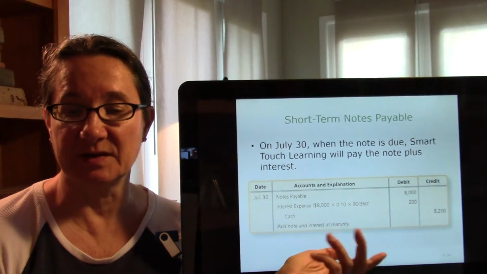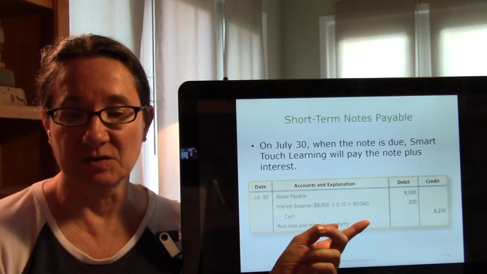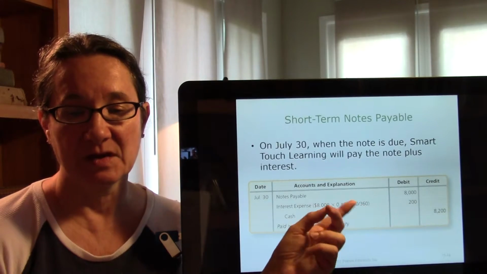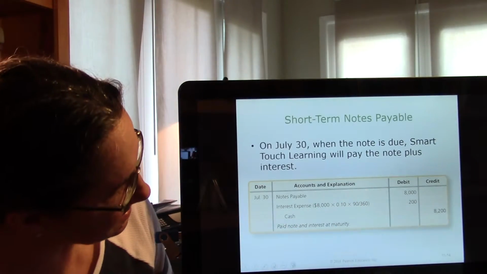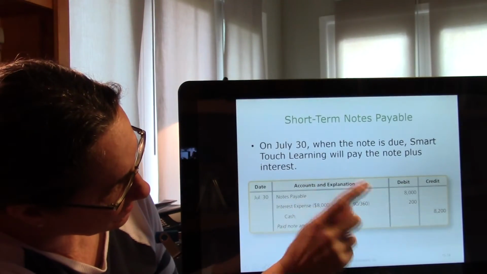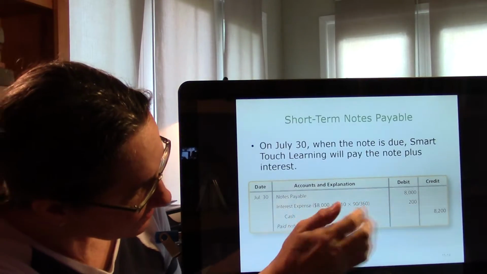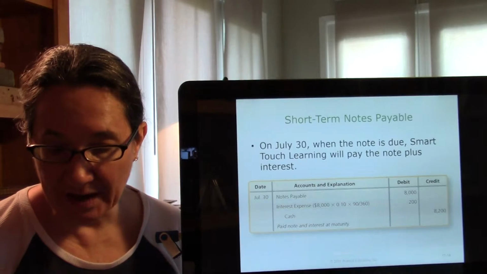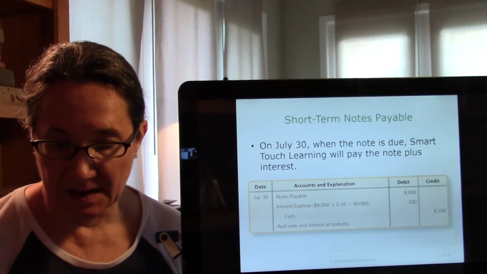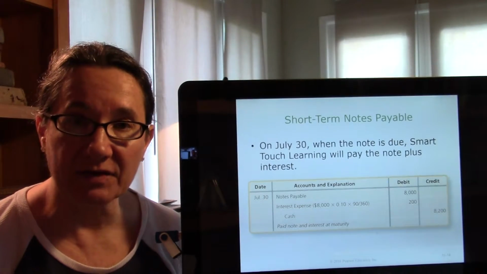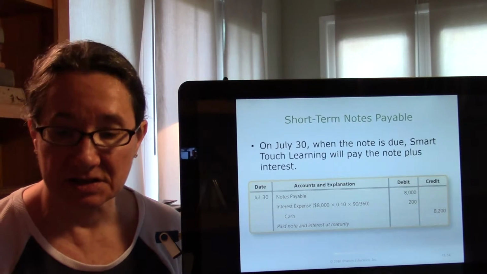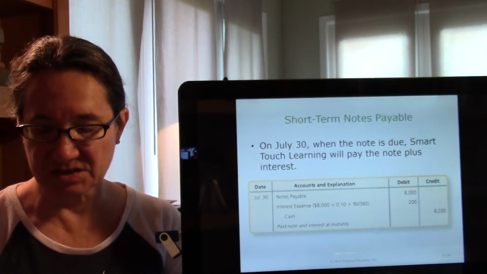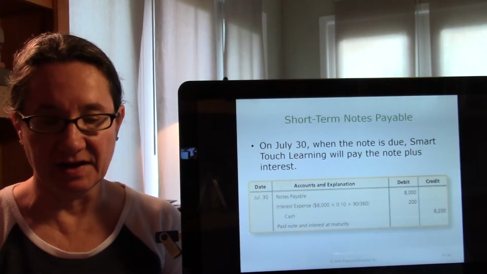Interest expense, so expenses are always debits. So your interest expense, you know how to calculate that, principal times rate times time. So here in this example, 8,000 times 10% times 90 days out of 360. That winds up being $200. So the cash we've got to pay out, cash, decrease asset cash, $8,200. Debits equal credits. Cash is credited $8,200 for principal and interest.